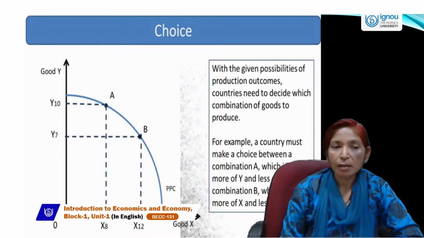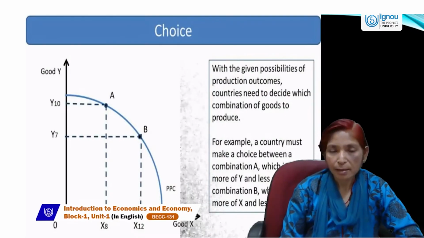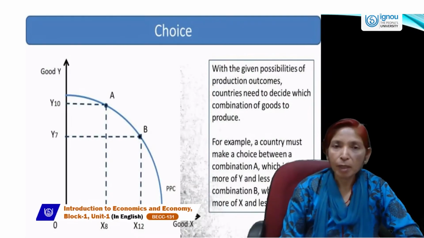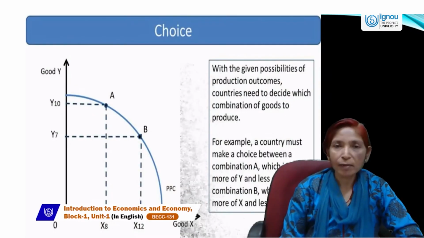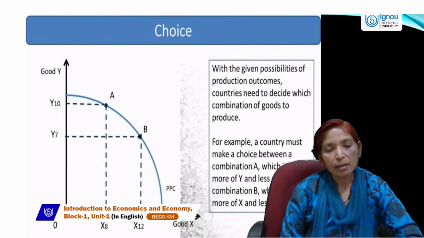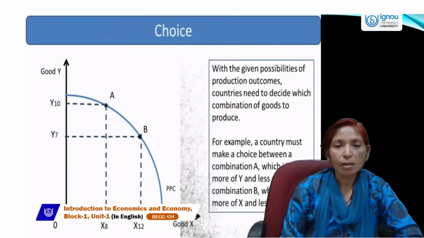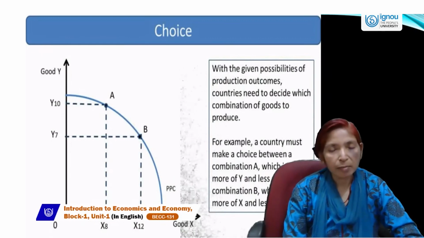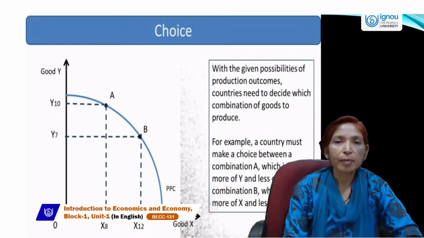If we choose A, then we will produce more units of Y than X. And if we choose combination B, then Y units will decrease from 10 to 7 and X units will increase from 8 to 12. So this is called choice. And choice can be explained with the help of the production possibility curve.